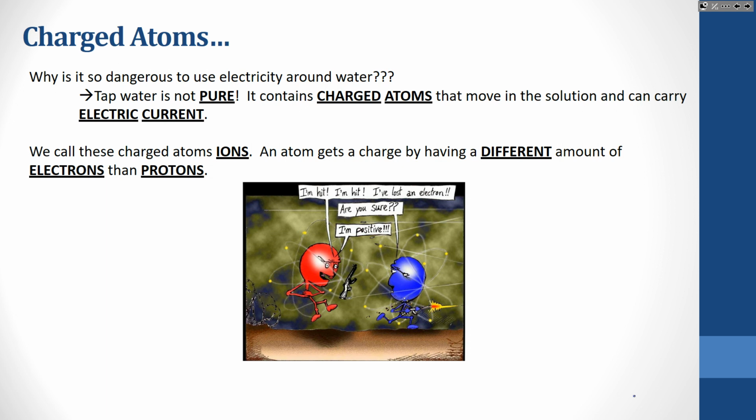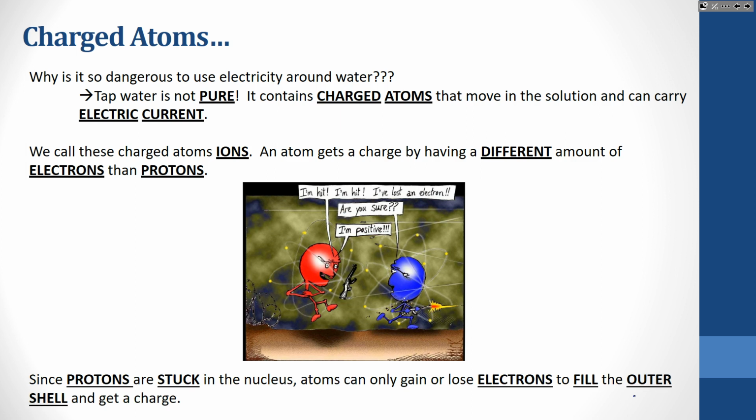The guy's been hit, he's lost an electron. The guy says, "Are you sure?" He says, "Yep, I'm positive." He's positive because he's lost his negatives, or some of his negatives. So since protons are stuck in the nucleus, we can only gain or lose electrons to fill the outer shell. And that's how atoms get a charge.